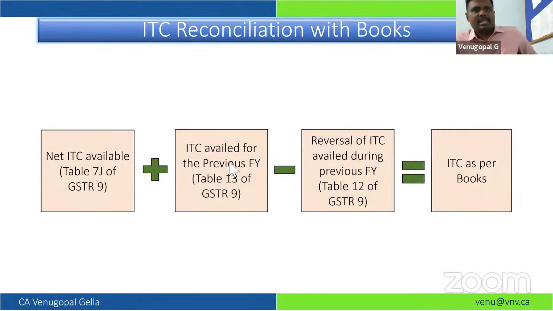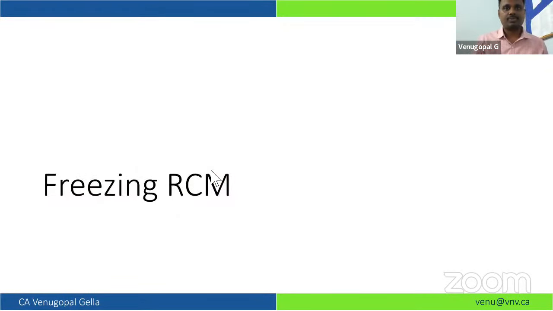The final reconciliation with the books is whatever is there in 7J of GSTR 9. That is what should be there in the books. But I might have availed it in the next year, which I will report in table 13, add that, since my 7J is less. I have erroneously taken and I have reversed it in the next year, reduce that. This value should match with the ITC as per books of accounts.